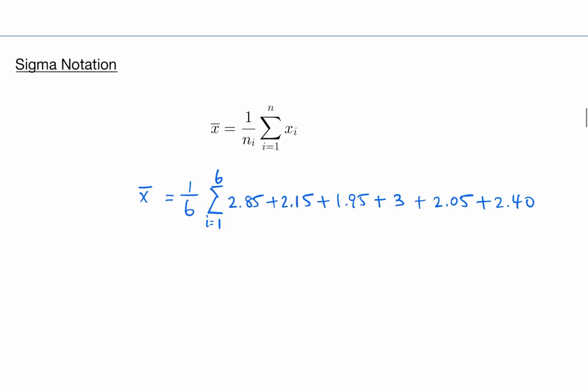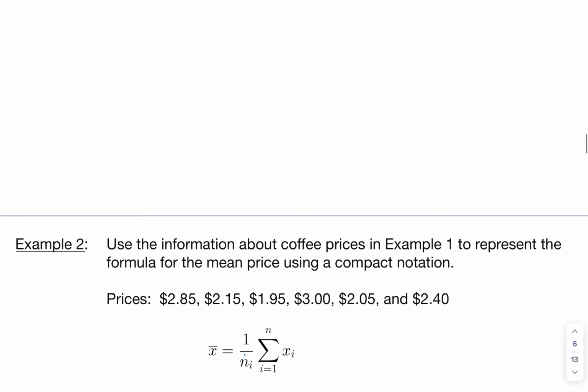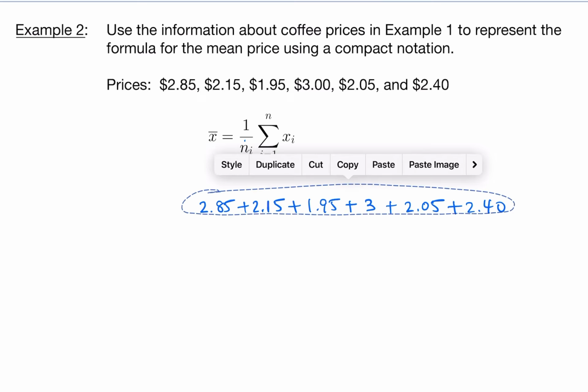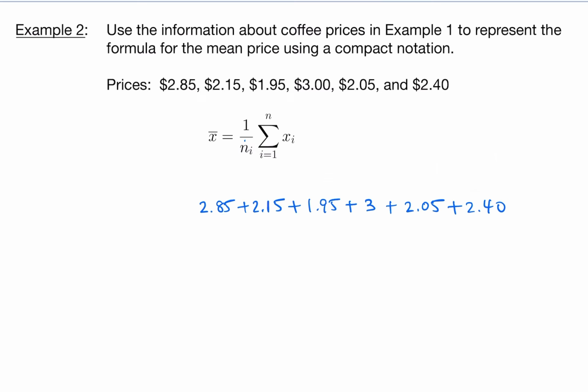So let's go ahead and take a look at the next example and see how we would utilize this. As we mentioned, this is going to utilize that previous example. We're going to use the information from the previous example to represent that. Essentially, what I've done is written what I just wrote. We're going to take the sum from i equal to 1 to 6, and this is going to have 1 over 6 terms. This is going to be our average.